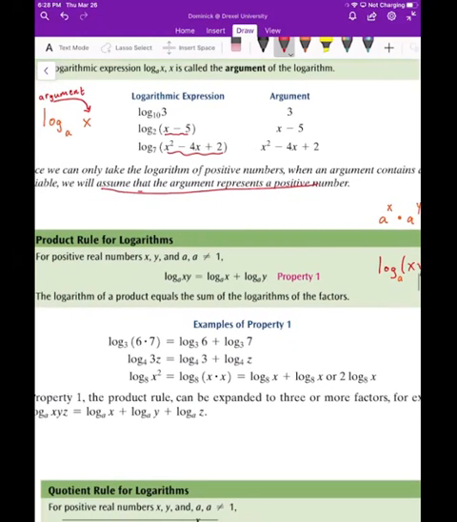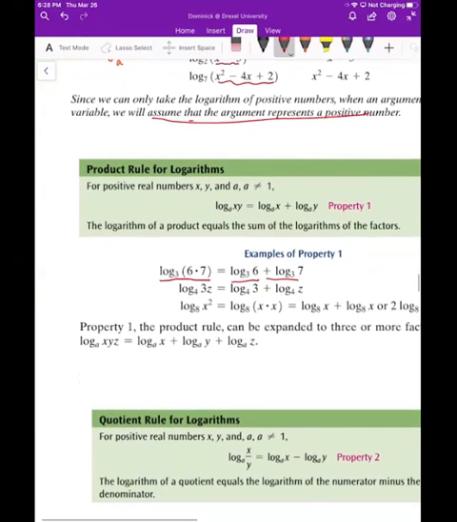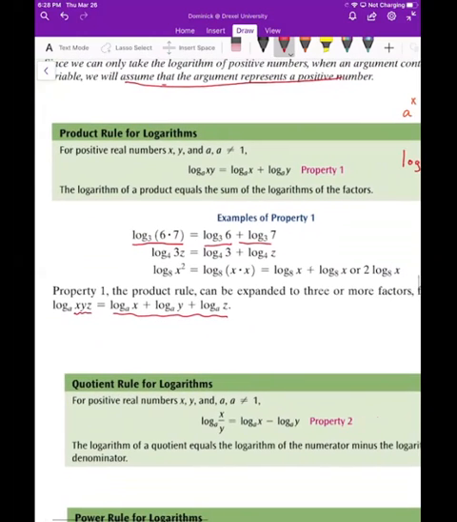As a couple of examples, if you have log base 3 of 6 times 7, you can say that that's log base 3 of 6 plus log base 3 of 7. You can separate them with addition. And of course, if you have more than two factors, you can extend this. So if you have log base a of x times y times z, you can just add those three things together. I think it'll be easier to present a couple of these rules and then go through a bunch of examples. So that's what we're going to do.